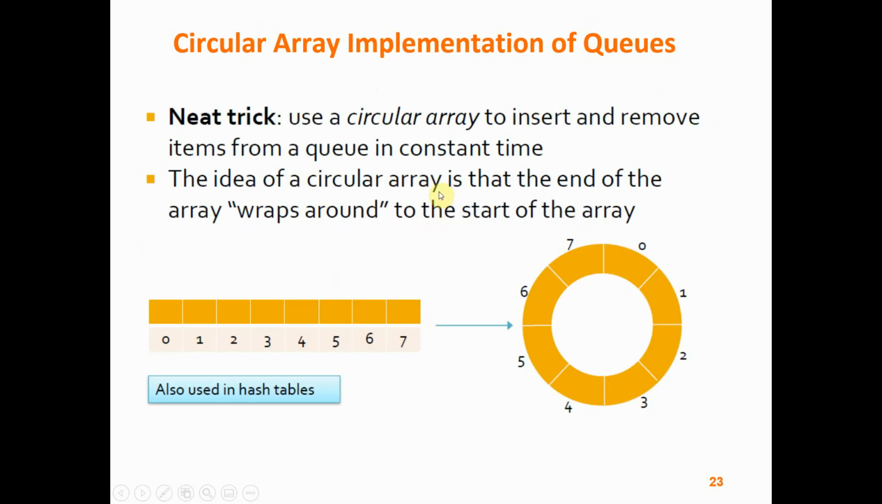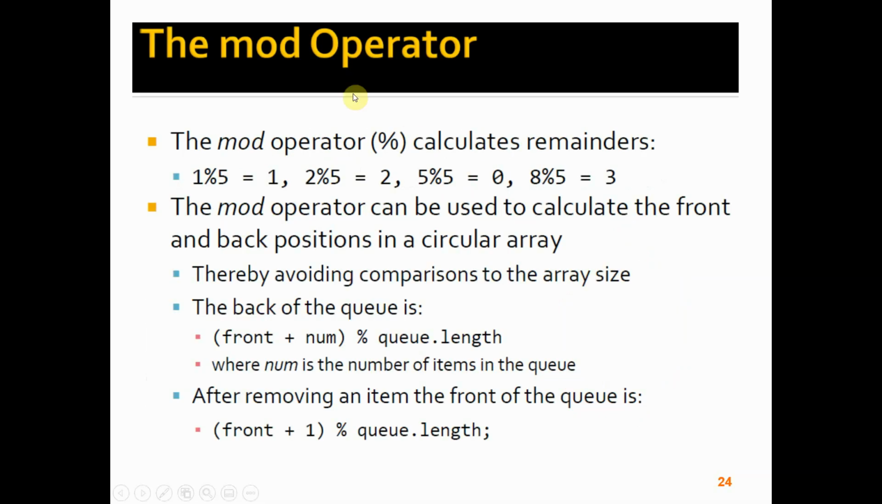And we saw that we have a good trick to get rid of that disadvantage of the linear array, which was the waste of memory space. So we basically wrap the array around, make it a circular array, so that the indexes go from 0 all the way to 7 and then go back to 0. How could we do that? We use the mod operator, the remainder operator.